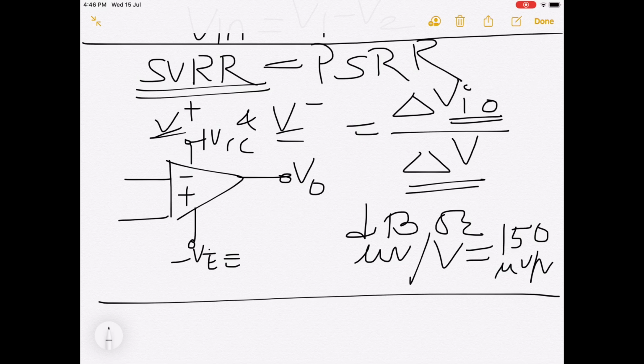Today we have seen all the parameters of op-amp. There may be a question for 10 marks in your exam: define these parameters and write down their practical and ideal values. From this lecture we will come to know which parameters are there and what their values are practically as well as ideally.